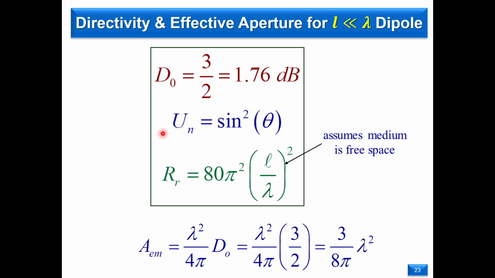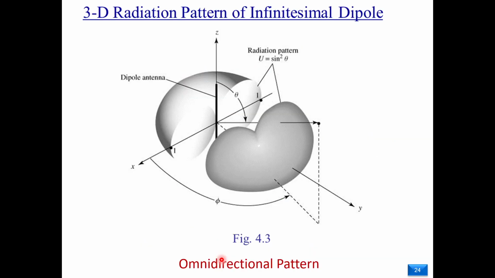The normalized power intensity expression, normalized with respect to unity, is sine square theta. Radiation resistance has this expression. From directivity we can find the maximum effective area or aperture of the antenna, which is lambda square over 4 pi multiplied by the maximum directivity. So once we have the radiated field, we can use this to find all the antenna parameters, as in the exercise that we have in homework number 1.